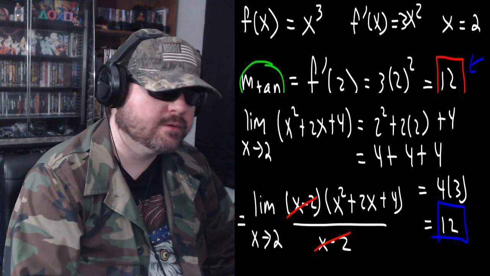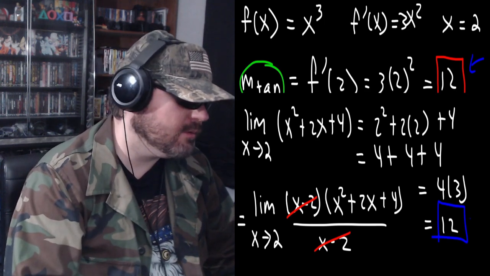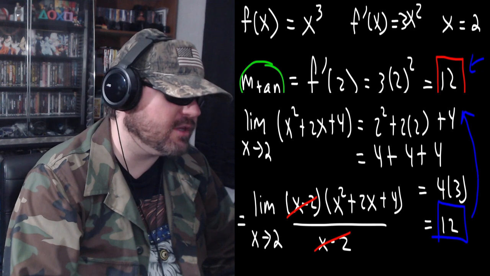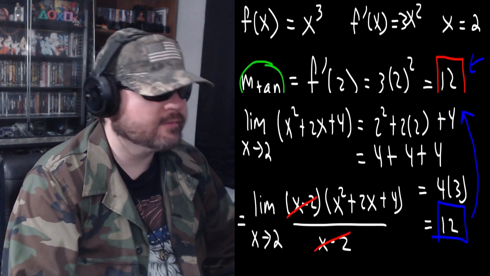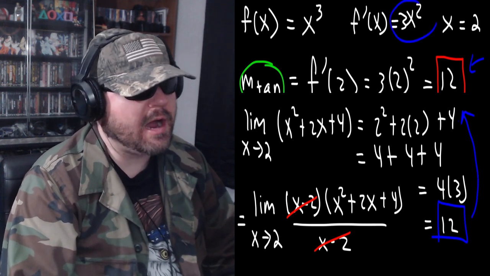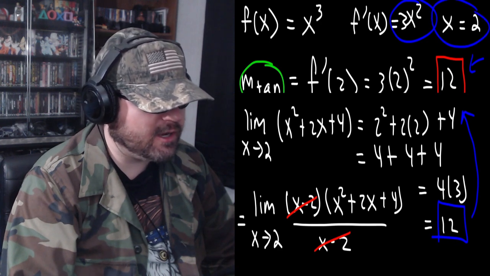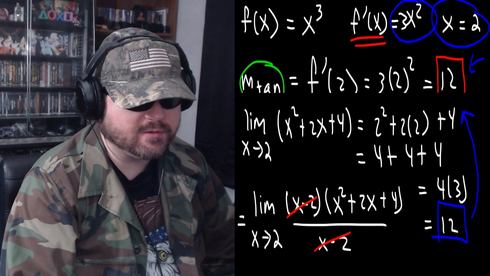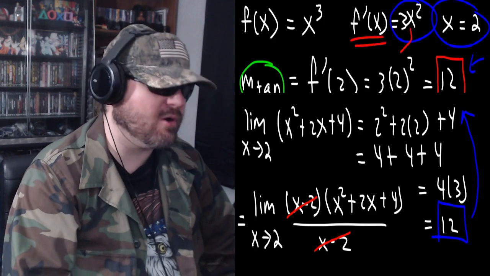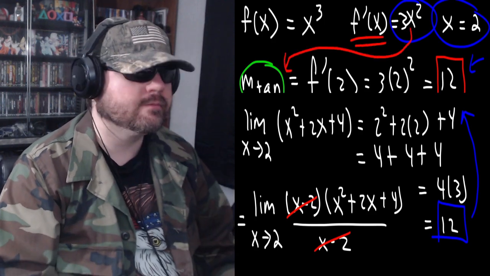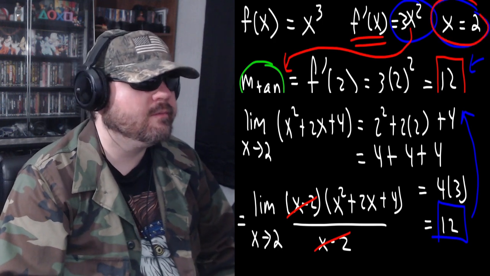What's the benefit of learning this? So we could use a limit process to find the slope of the tangent line, as well as just finding the derivative. So the derivative is a function that gives us the slope of the tangent line at some x value.